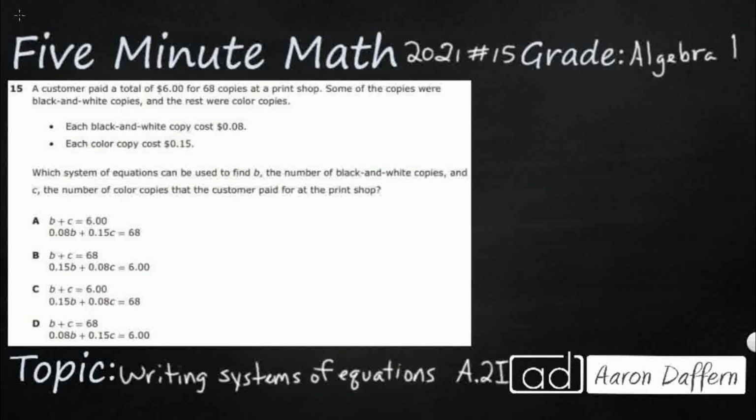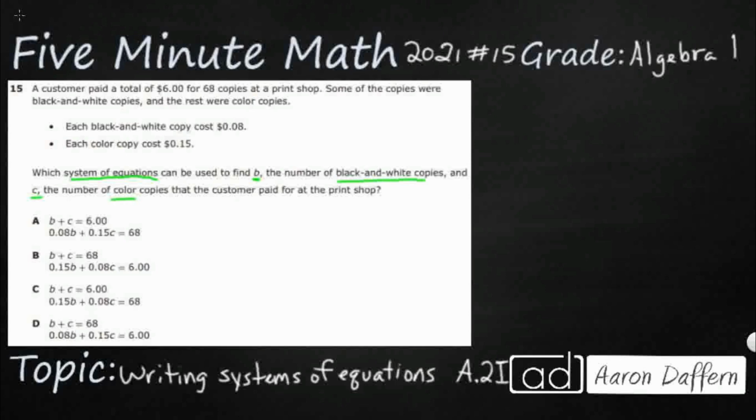So we have a customer paying a total of $6 for 68 copies. Some of the copies were black and white, the rest were color, and we've got prices for each. So we're looking for a system of equations. Okay, so what is a system of equations? Well, it's when you've got two or more linear equations that use the same variables. So in this case, each of our equations is going to have B, which stands for black and white, and then C, the number of color copies.